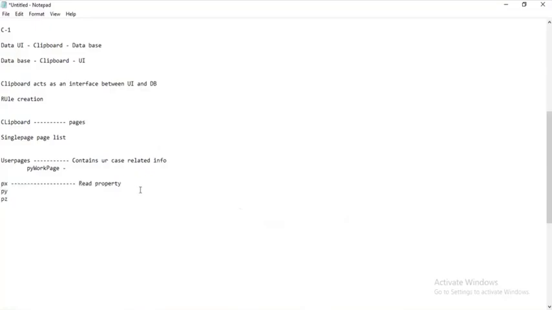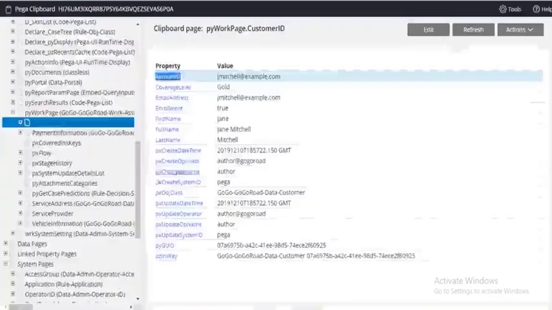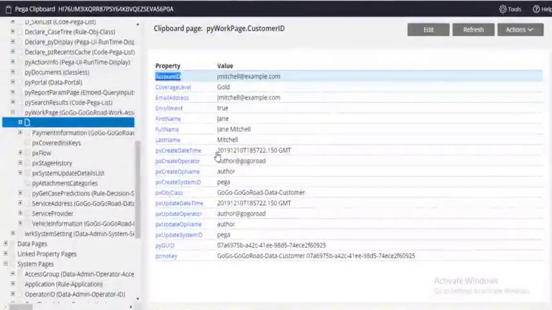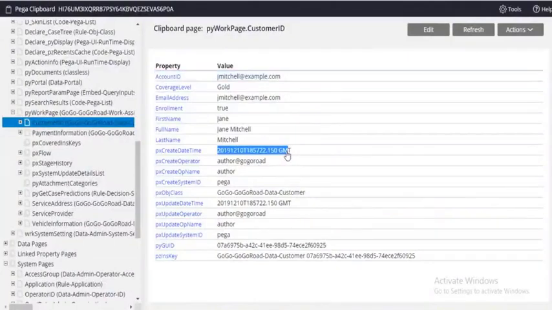What is a PX? With PX, we can only read the information that is present on a property. Suppose you have PX created; you cannot change it. You can only read that information. You understand what I'm trying to say.